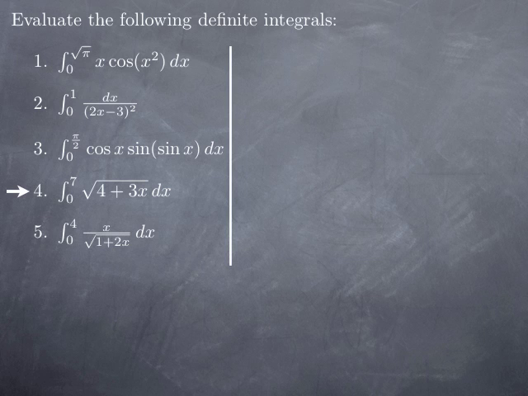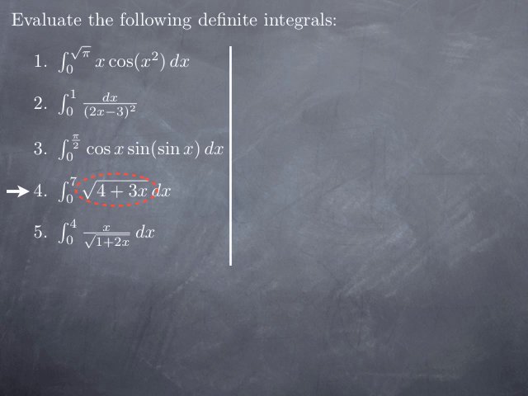Moving on to the fourth exercise, we want to integrate from 0 to 7 the square root of 4 plus 3x. As usual, first we need to verify that we have a continuous function on the interval, but there is no problem because for this function to be defined and continuous, we just need 4 plus 3x to be at least 0, and that is true certainly if x is positive.